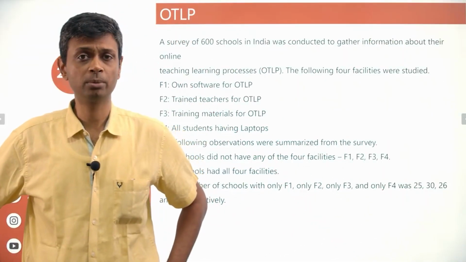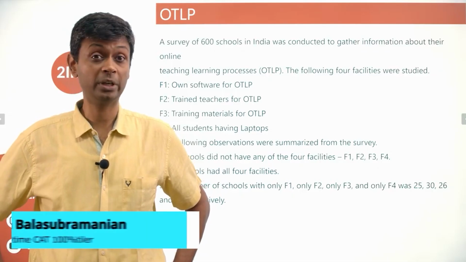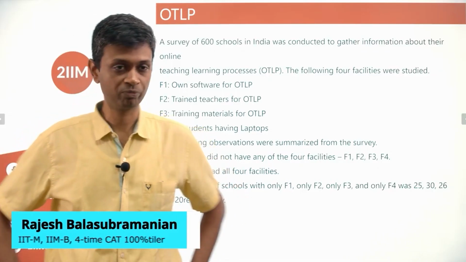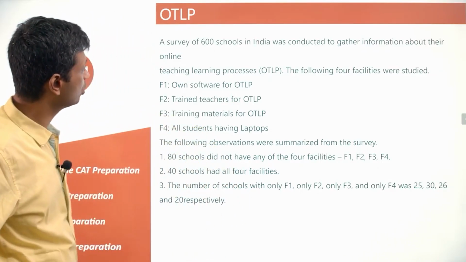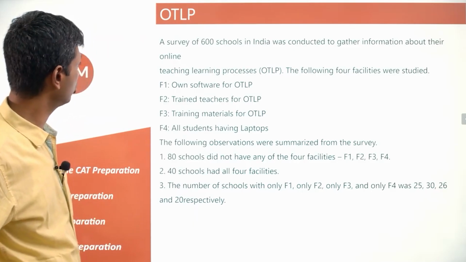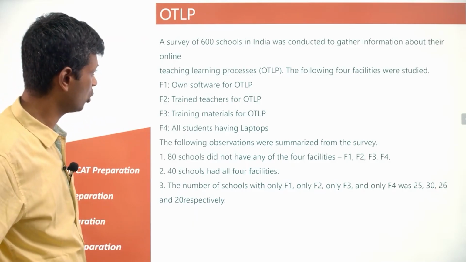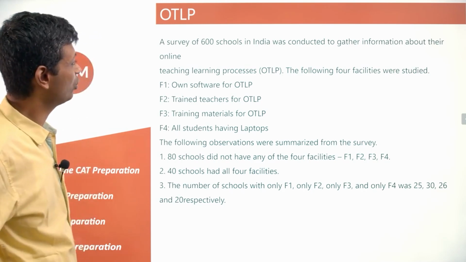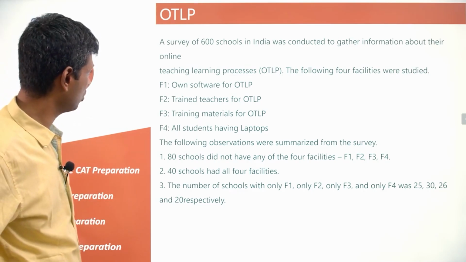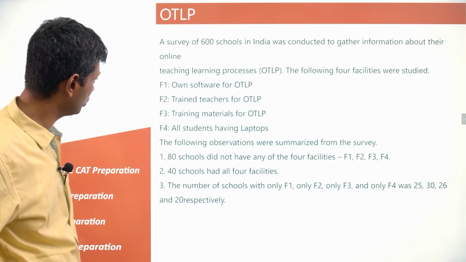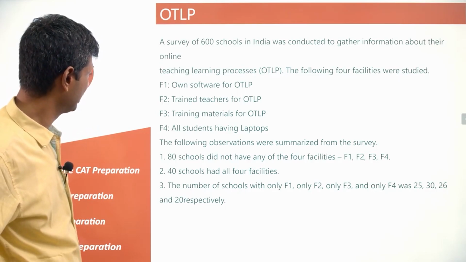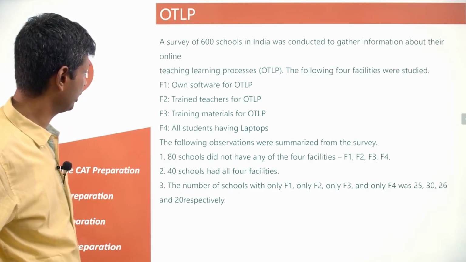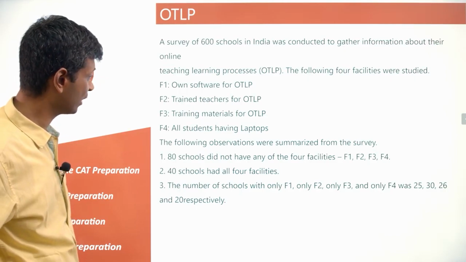I'm going to be doing a question from LRDI. This was from CAT 2020 slot 3. Wonderful question. A survey of 600 schools in India was conducted to gather information about their online teaching learning process, OTLP, quite appropriate for this year. The following 4 facilities were studied. F1: owned software for OTLP, F2: trained teachers for OTLP, F3: training materials for OTLP, F4: all students having laptops.